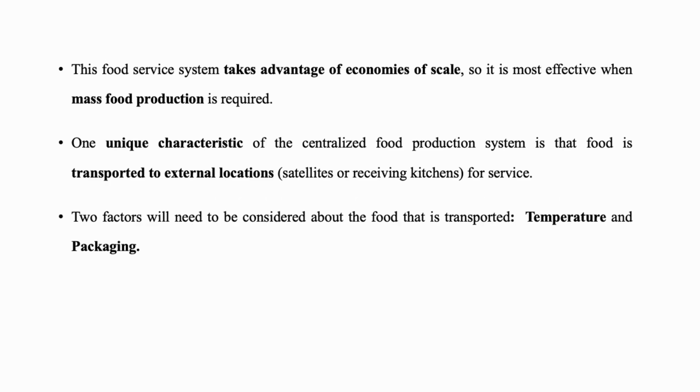This food service system or food production system takes advantage of economies of scale, so it is most effective when mass food production is required. One unique characteristic of centralized food production system is that food is transported to an external location, a satellite or receiving kitchen, for service. Two factors need to be considered about the food that is transported. The first one is temperature and the second one is packaging.